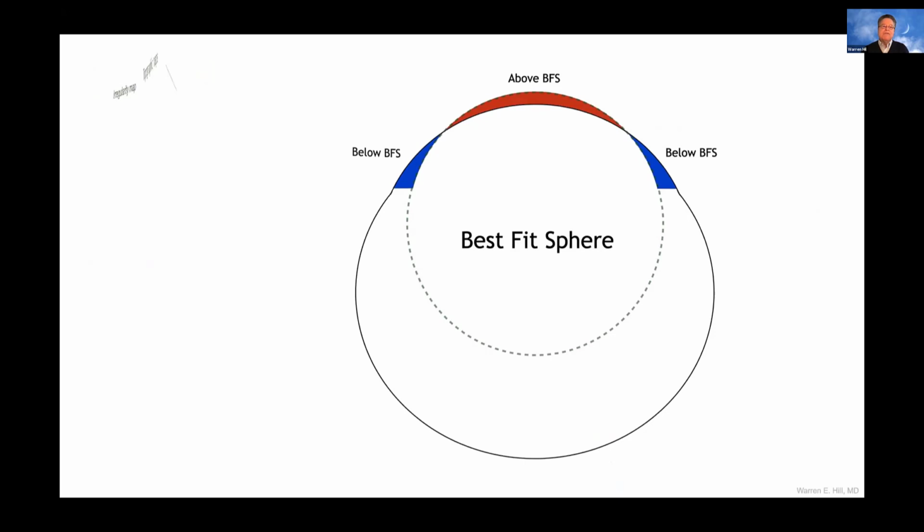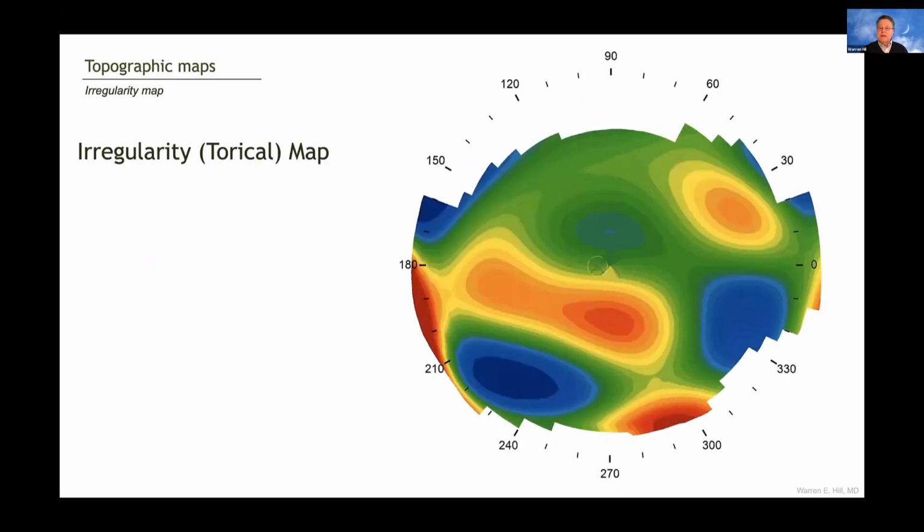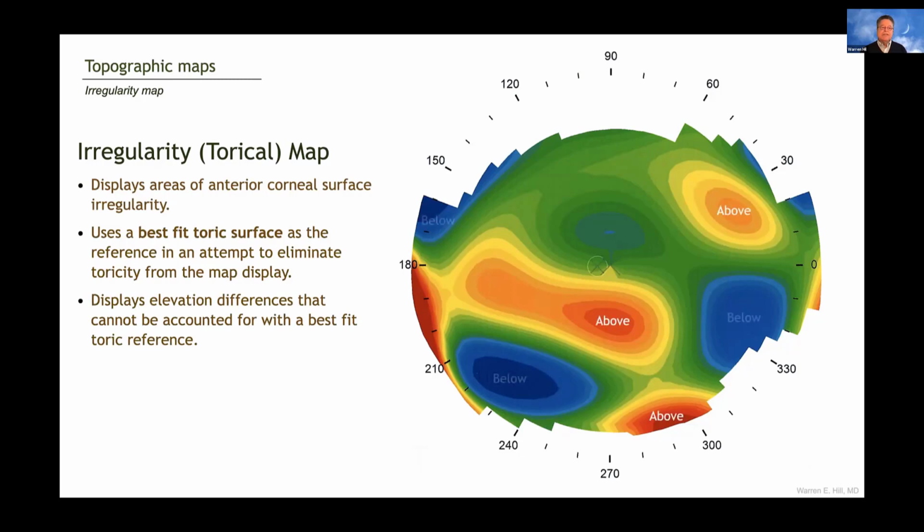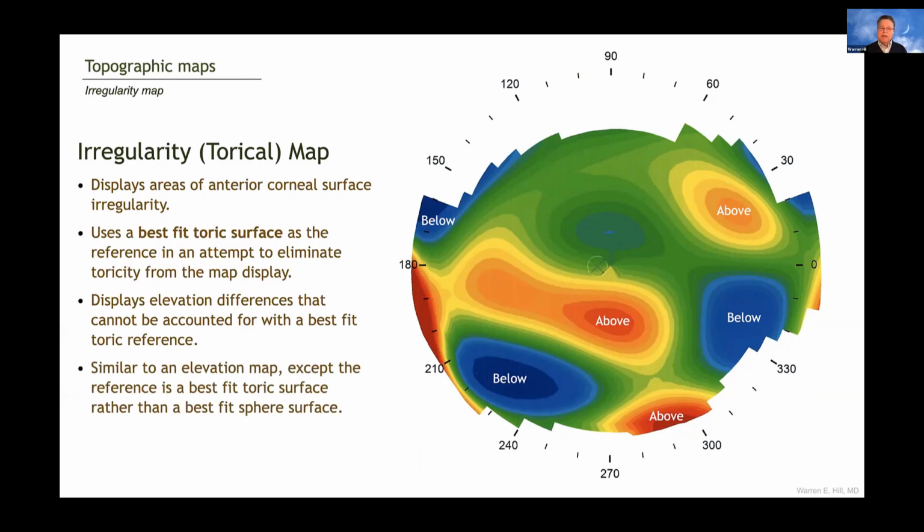So pretty straightforward. Now an irregularity or a torical map uses a best fit toric surface to do the same thing. And it displays elevation differences that really cannot be accounted for with a best fit toric reference. So it's similar to an elevation map, except the reference is a best fit toric surface rather than a best fit sphere. And again, this is the same eye of the same patient. We're just looking at it differently, using a different display of the topographer. So those areas that are blue are below the best fit toric surface, and those areas that are red are above it.